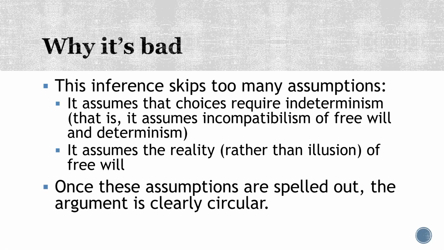Okay, so once these assumptions are spelled out, the argument is clearly circular. So I made a choice, therefore I have free will. Well, you have to have free will in order to make a choice of that kind. And so again, it's just assuming what you mean to be proving. So it's just like that first bad argument.